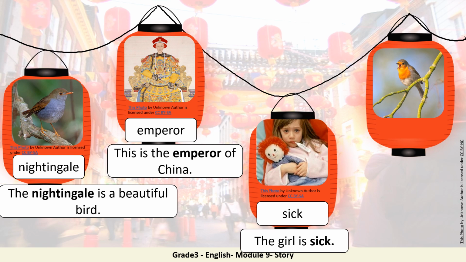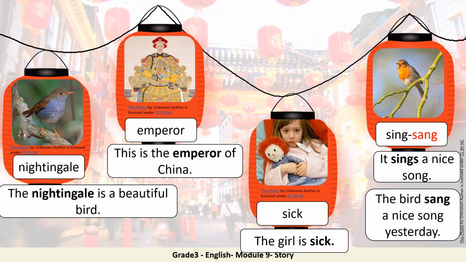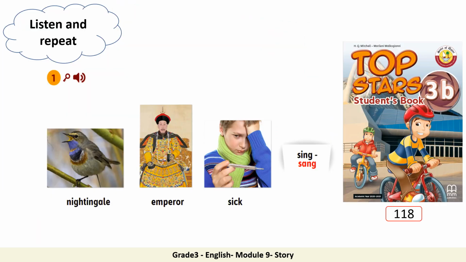What does the nightingale do? Sing. Excellent. It sings a nice song. Now tell me, what is the past tense of the word sing? Great. Sang. The bird sang a nice song yesterday. It's time to listen to the audio and repeat after it.